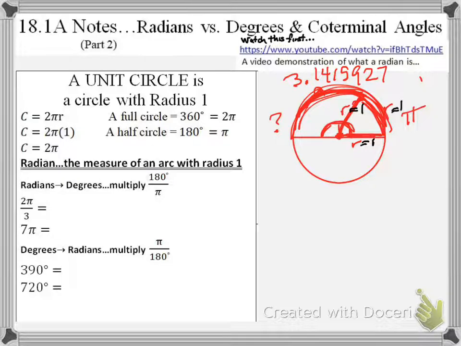And 2 pi radians would mean, if I go over to here, I'm at pi, start at 0, come back again, and I'm at 2 pi. So a full circle is 360 degrees. A full circle is also 2 pi. So that means a half circle is 180 degrees, and a half circle is pi.